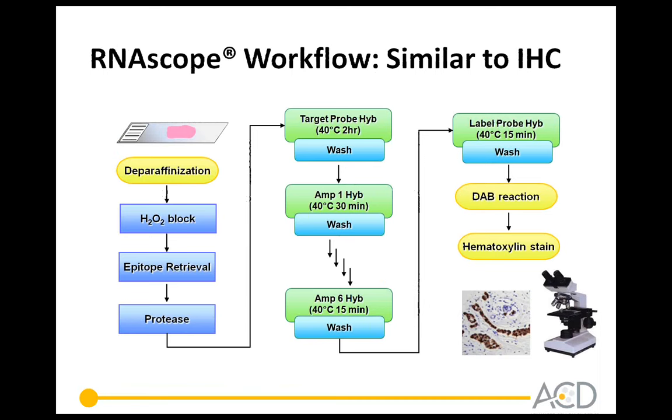The workflow is designed to be very similar to IHC. It's a very simple manual protocol. You have your slides, you go through deparaffinization and your H2O2 block, epitope retrieval, and you treat with a protease. Then you go through a series of target probe hybridizations and wash steps, whereby the amplification structure is built upon the RNA target. And finally, you go through your label probe hybridization. And in the case of the chromogenic assay, which the Definium software analysis tool is designed to analyze, you would go through a chromogenic reaction and then a hematoxylin stain.